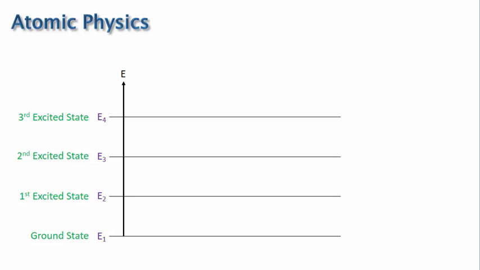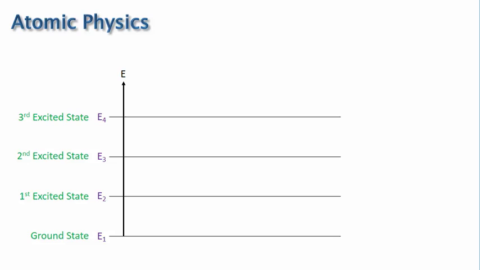Notice that the numeric subscripts for the energies, E1, E2, etc., don't agree with the terminology of first excited state, second excited state, third excited state, etc. So be careful with this. Let me demonstrate how we might use this chart.